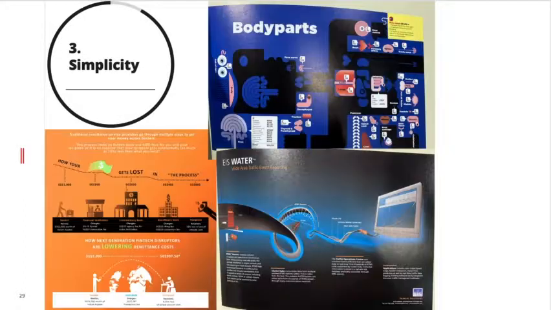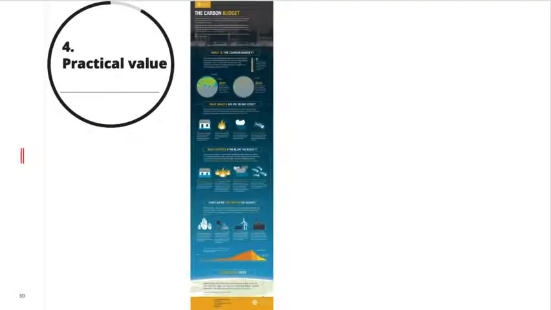Third, simplicity. One of the infographic's main purposes is to simplify a certain topic for an audience. With a good infographic, a long and boring story can become a fairly simple and juicy story. Fourth, practical value. Will the viewers learn something new? Can you raise awareness about a specific problem or product? Is the infographic leading the viewers into action? With good infographic examples, the answer to all these questions is yes.